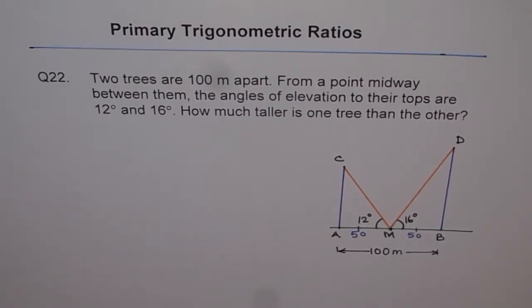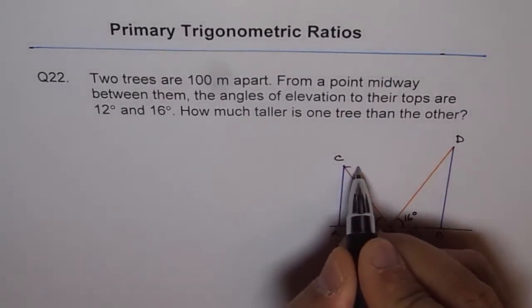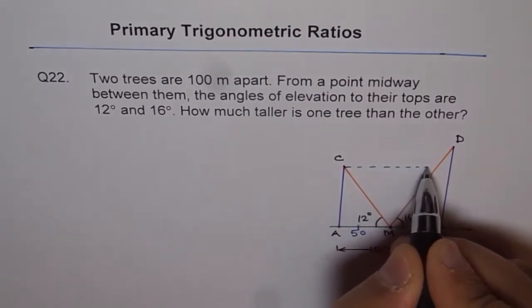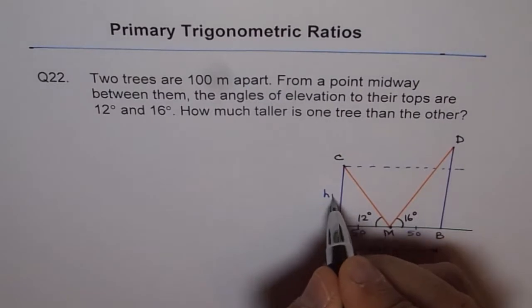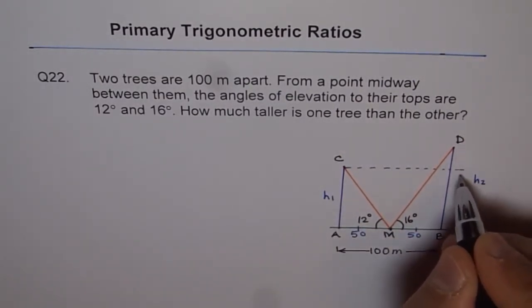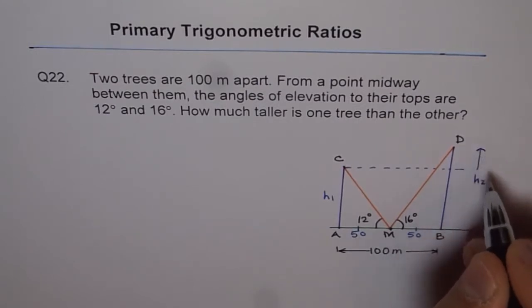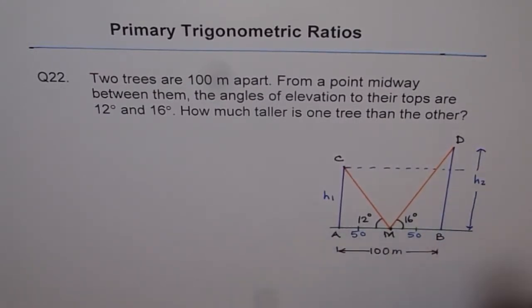total distance. Now what we are supposed to find is how much taller, so that means the difference of height. So let's think like this. Let's draw a horizontal line here. Let's say this height is h1 and this total height is h2. What are we interested in finding? h2 is the total height. We are interested in finding h2 minus h1. So that is the problem.